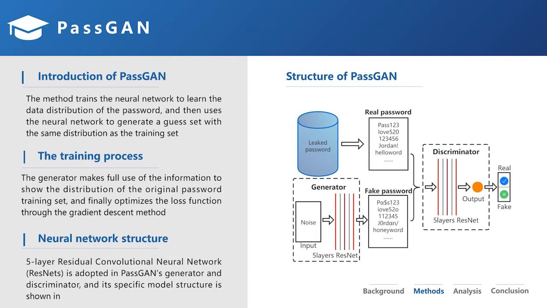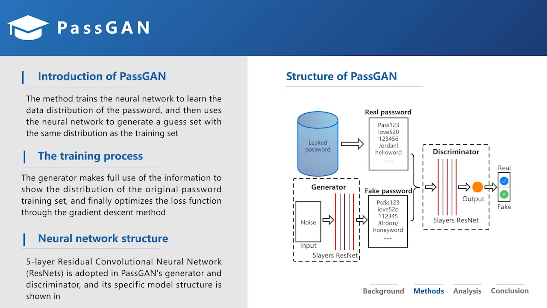The generator of PassGAN imitates the distribution of the passwords in the training process, and the task of the discriminator is to determine whether the samples generated by the generator come from the real password set. The process of the computation makes the discriminator reveal the information about the original training set, while the generator makes full use of the information to show the distribution of the original password training set, and finally optimizes the loss function through the gradient descent method.